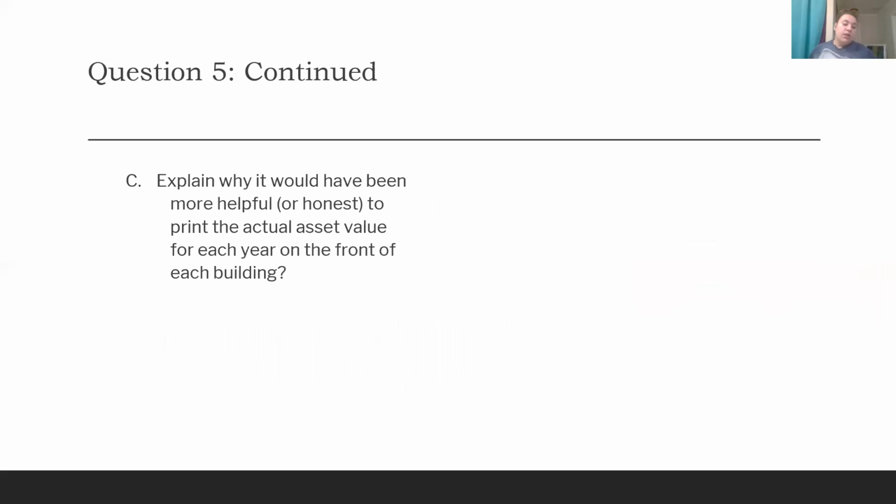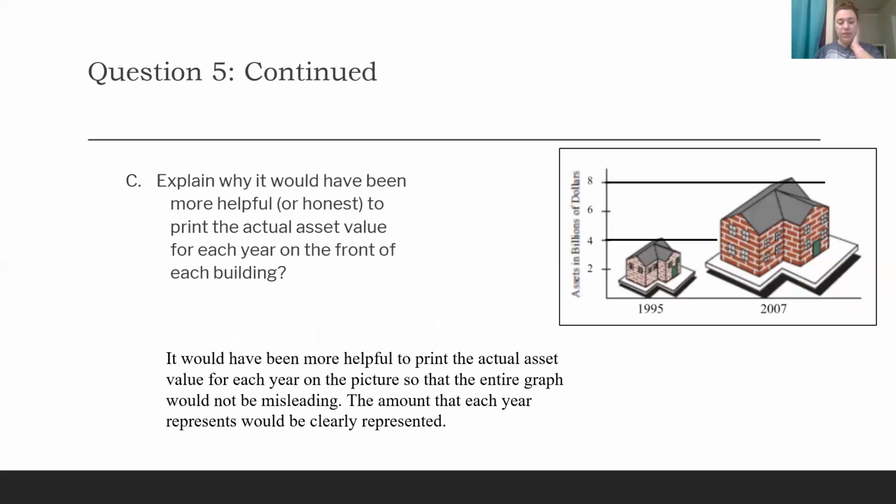So, okay. Explain why it would have been more helpful or honest to print the actual asset value for each year on the front of each building. Okay. So it would have been more helpful to print the actual asset value for each year on the picture so that the entire graph would not be misleading. The amount that each year represents would be clearly represented. So if they were to put 4 billion above the little house, you would know exactly that that little house represents the 4 billion, that it is supposed to be at the 4 billion mark. So you wouldn't have to draw the line above it or anything like that. You would know that that house is exactly 4 billion.